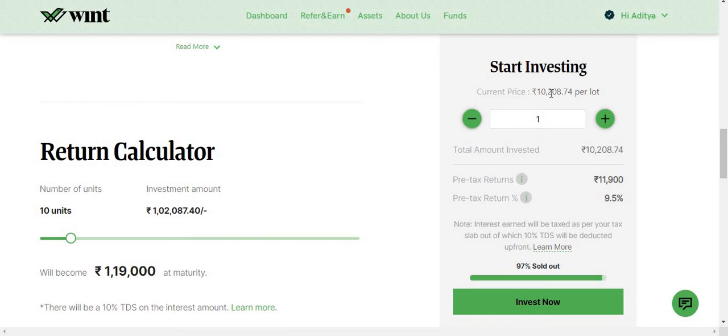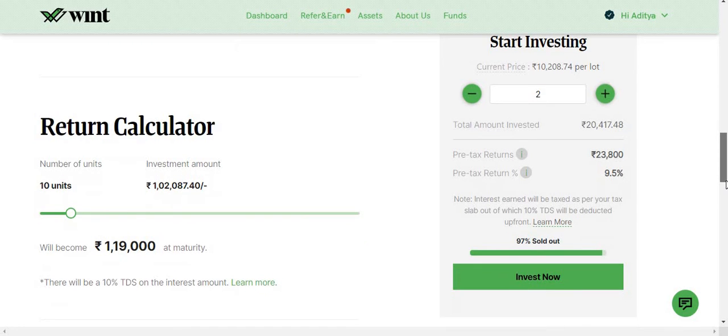If you want to invest, you go to start investing. It is 10,208 per lot. If you want to buy, let's say 2, the return will be 23,800, pre-tax return. This will be taxable as per your tax slab, and 10% TDS will be deducted upfront. The TDS will be deducted and tax will be paid as per your tax slab. Once you select how many lots you want to buy, click on invest now. Then you can add money using your bank account transfer, or you can use UPI to add money and buy this one.